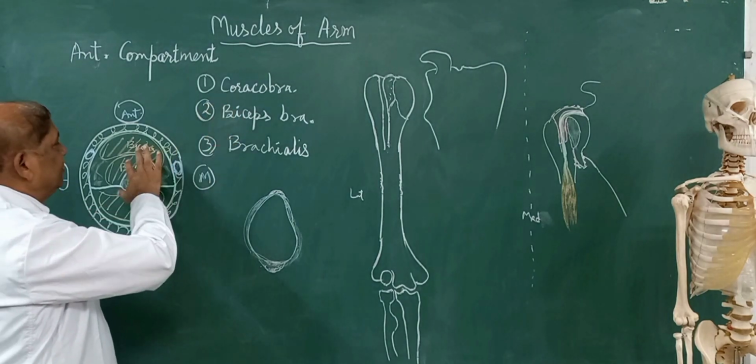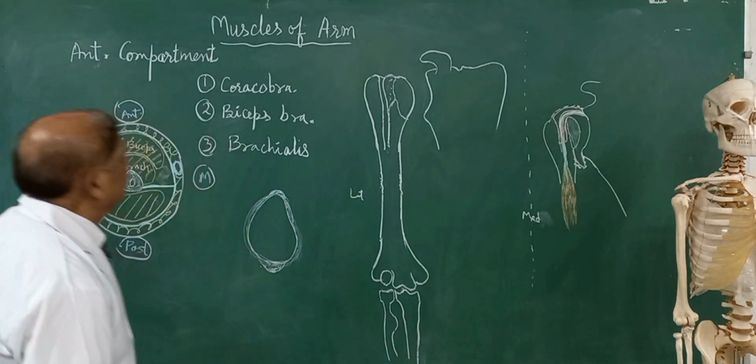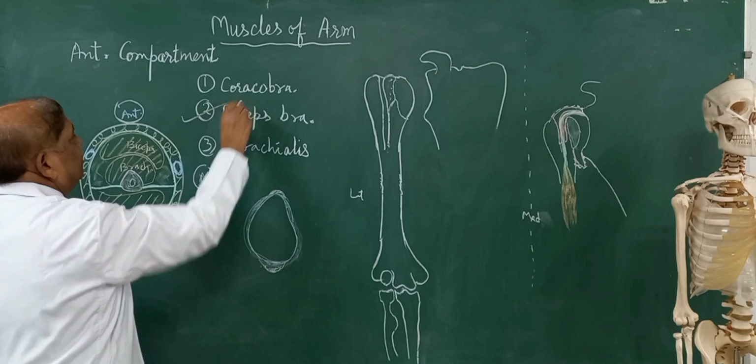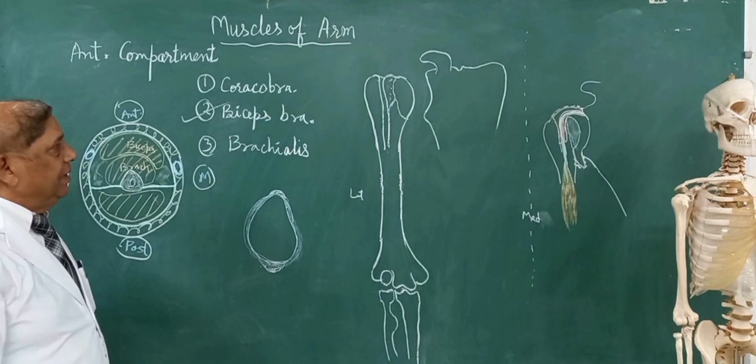And there are the three muscles, as I said, coracobrachialis, biceps brachii and the brachialis. This we have already done, coracobrachialis. Today we will learn in this video about the biceps brachii.